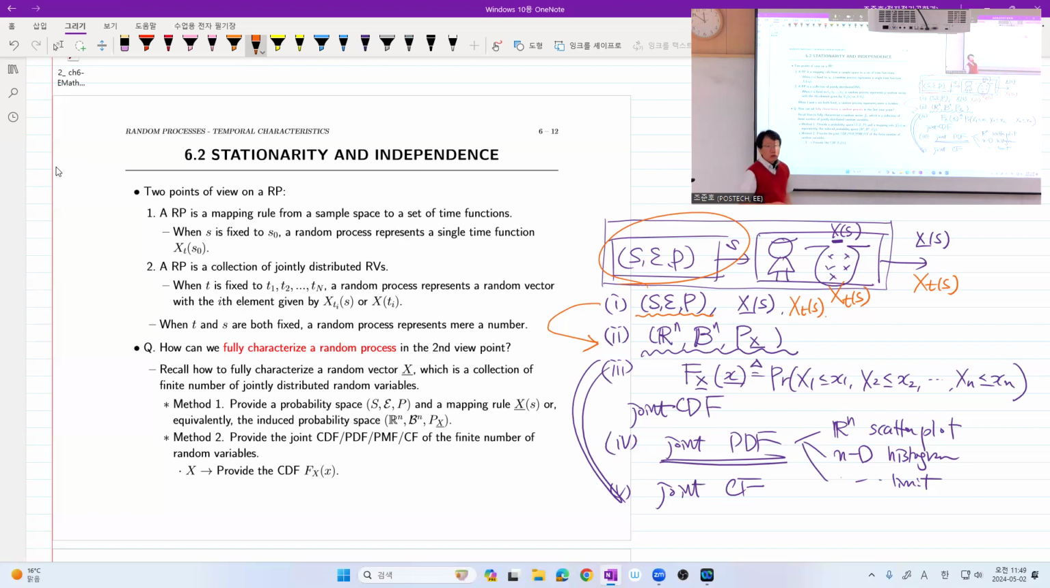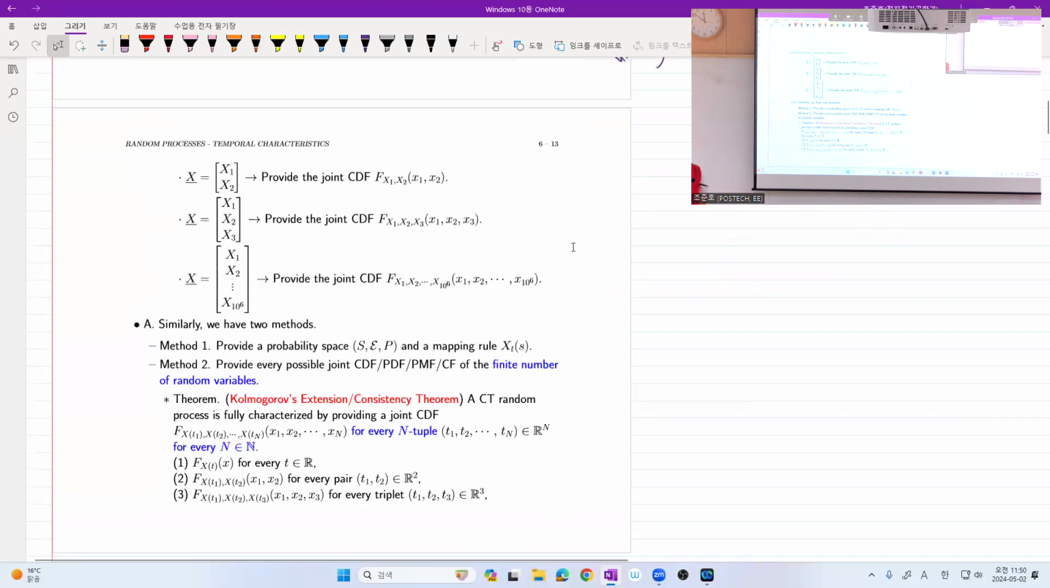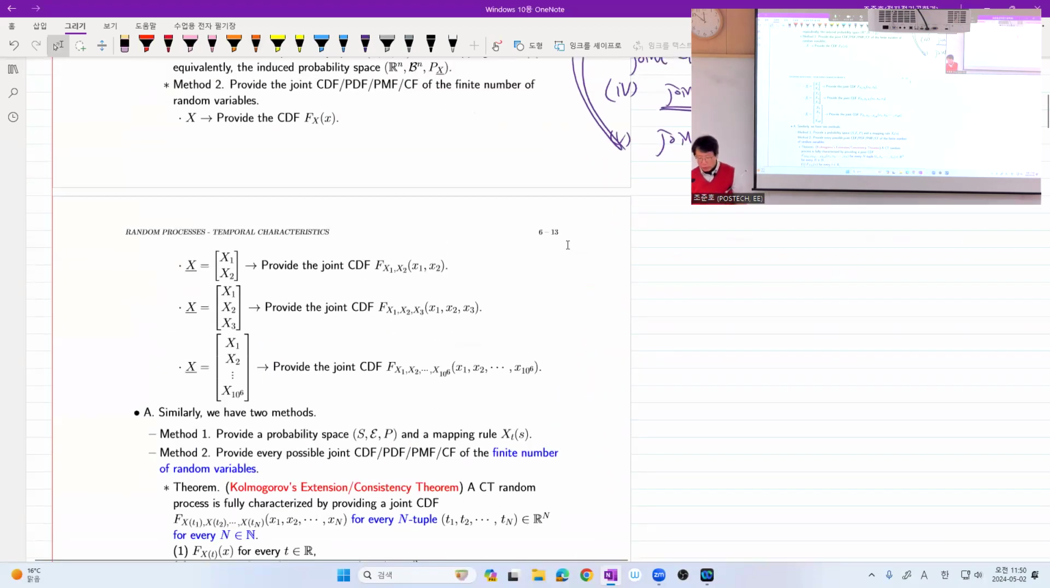That was the question answered by Kolmogorov, the statistician. And his approach started from this random vector case. In the random vector case, we had what? Finite random variables, right? And their joint characteristic function. This is exactly the same approach. So let's see why I talk about this one.